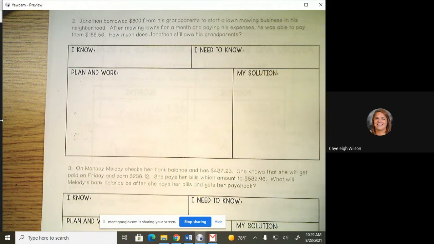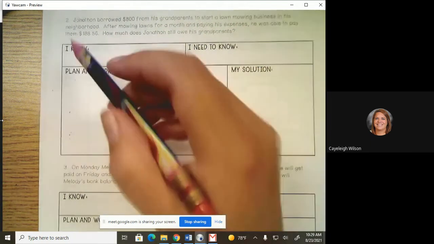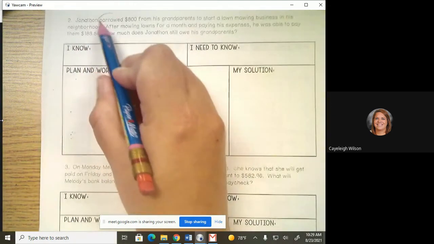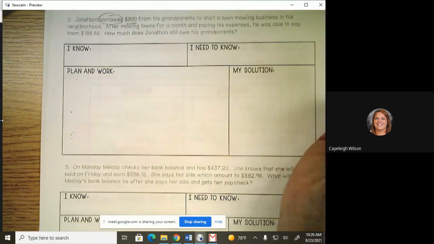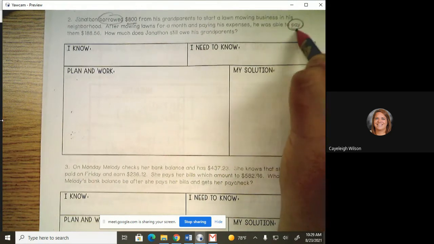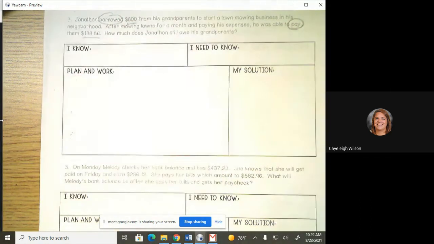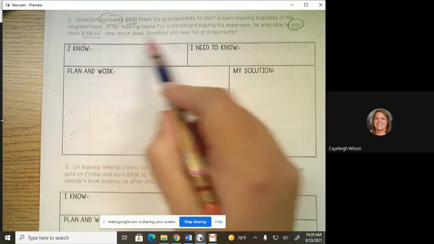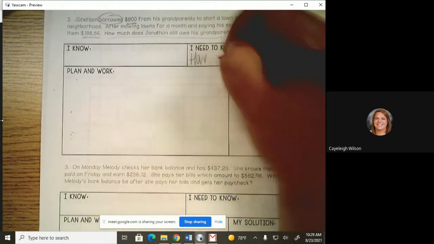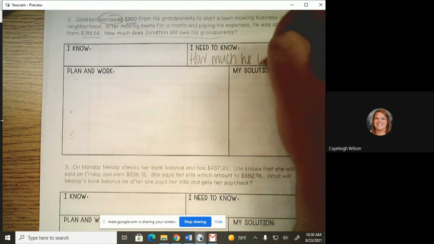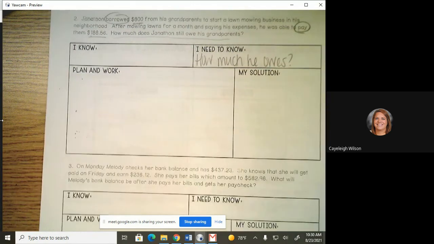So I read it once, and now I'm going to go back and look for words that mean operations. I'm going to underline my numbers and go from there. So Jonathan borrowed $800 from his grandparents to start a lawn mowing business in his neighborhood. After mowing lawns for a month and paying his expenses, he was able to pay them $188.56. How much does Jonathan still owe? That's what I'm going to need to know, how much he owes, because that's what it's asking me to find.